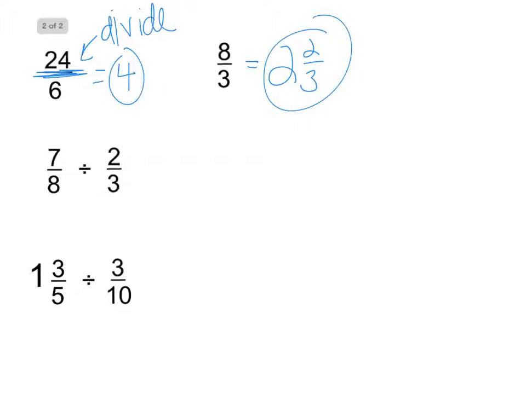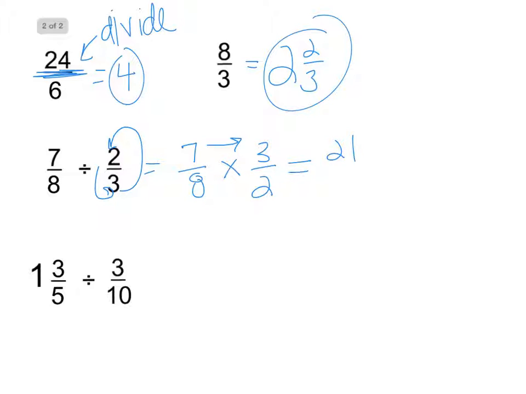If I have two fractions to divide, remember, we keep the first fraction, so we keep the 7/8. We change the division sign to multiplication, and we get the reciprocal. That means we flip the second fraction upside down. So we make it 3/2. Once we have done that, once we've kept the first fraction, changed the sign, and taken the reciprocal, or flipped the second fraction, now you multiply straight across.